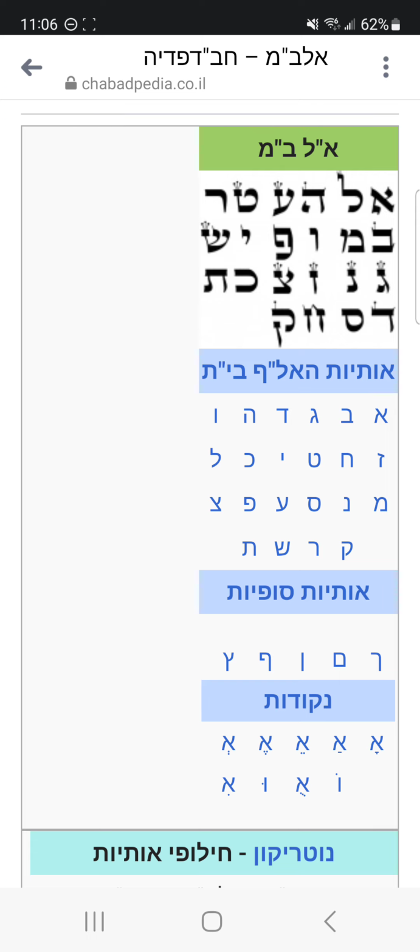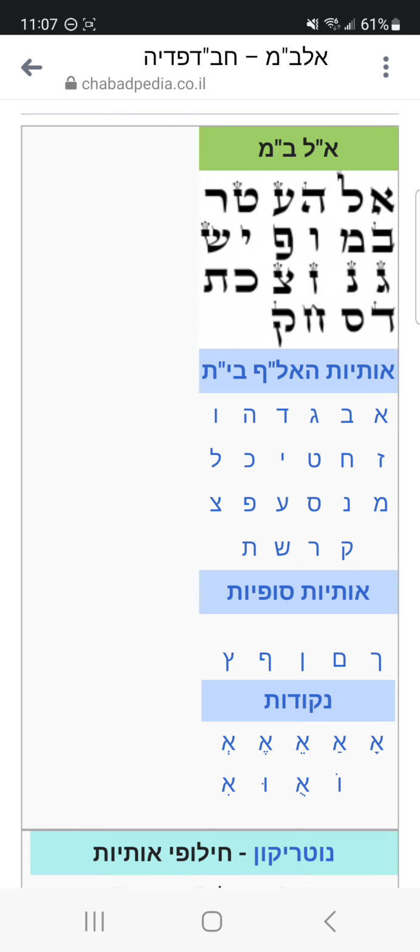The Hey is 2 columns over, on the bottom of it is Vav, on the bottom of that Zayin, on the bottom of that Ches. And then the next column, you have Tet, or Tes, Yud, and Kaf, or Chaf, okay? But paired with each of them is another letter. So after Kaf, you have Lamed.